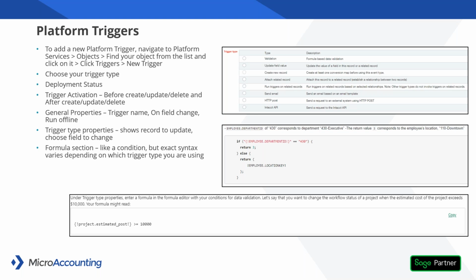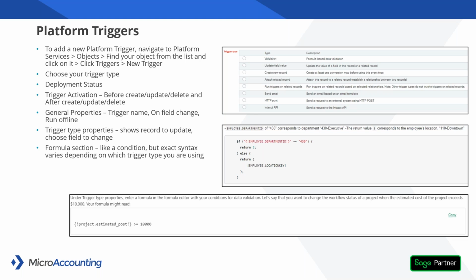So I'm basically selecting the field that I want to change based on the trigger. Towards the end, there's going to be a formula section. With this, it's kind of like a condition, but the syntax can vary depending on which trigger type you're using. The two examples I included here on this slide, first we're going to look at the one at the very bottom.